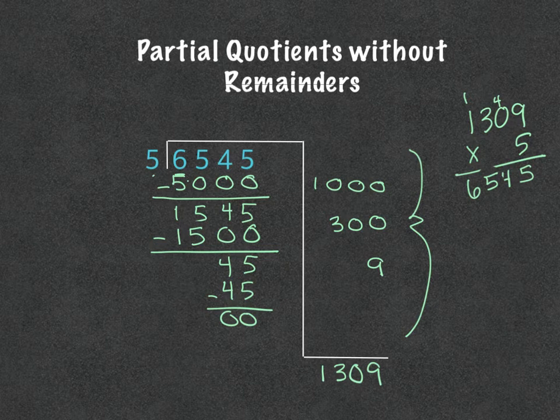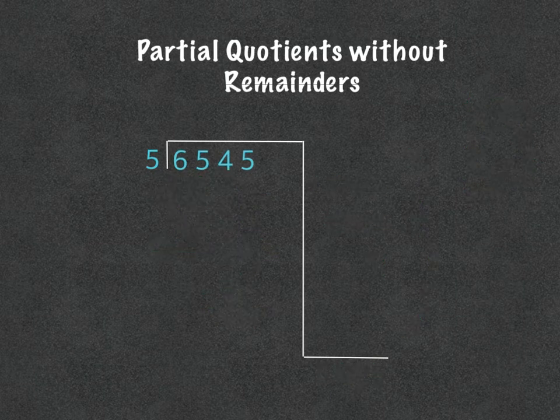Now, this is one method, one pathway to get there. So I might do this. My neighbor might do something different. We've gotten to the same answer, 1,309, in two very different ways. So here's the problem again.